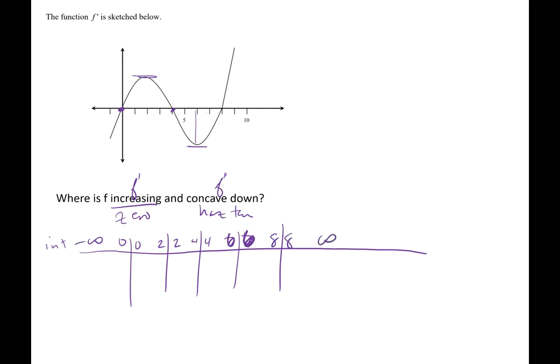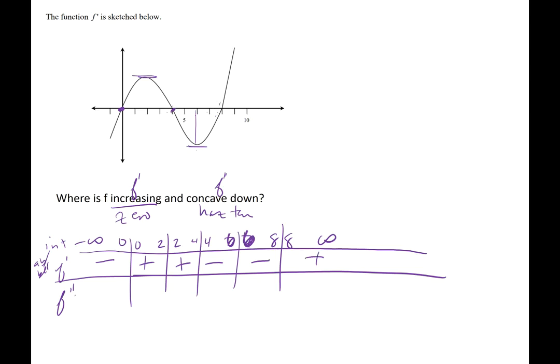All right. So I need to talk about what's going on with my first derivative and my second derivative. For the first derivative, I am looking at above and below. Negative infinity to 0, I am below. 0 to 2, I'm above. 2 to 4, still above. 4 to 6, below. 6 to 8, still below. And 8 to 10, above.